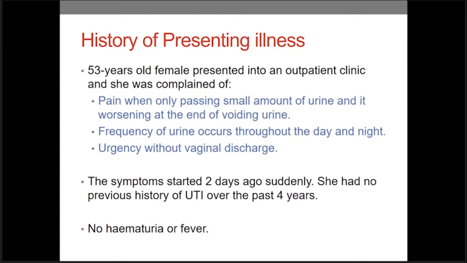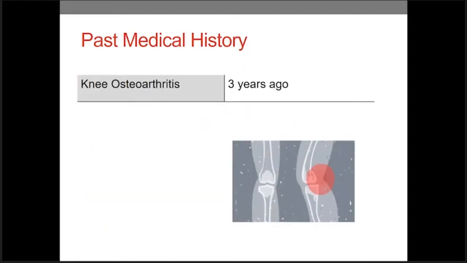Her symptoms started suddenly 2 days ago, and she had no previous history of UTI over the past 4 years. She also reported no hematuria or fever during the examination. Her past medical history includes knee osteoarthritis, which started 3 years ago. Her past medication included paracetamol for pain, and meloxicam and ranitidine for osteoarthritis, but the ranitidine was only for gastroprotection. Currently, she is only on paracetamol PRN for management of the pain.